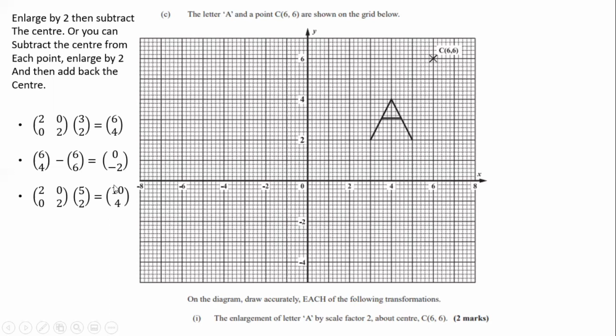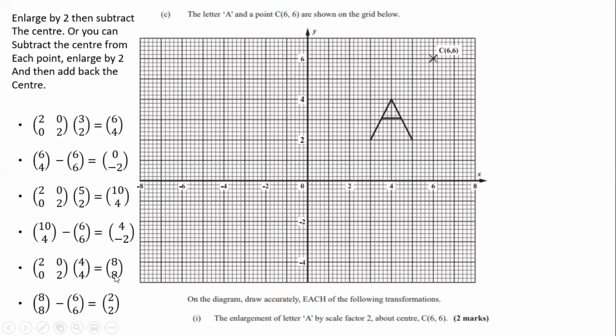It is this 10, 4 that we're now going to subtract the center from. So 10, 4, when we subtract 6, 6 from that, what we'll get is 10 minus 6 to give us 4, and 4 minus 6 to give us negative 2. And then for the other point, which is 4, 4, the apex, we multiply by 2 and we get 8, 8, and we subtract the center from that, and what we'll have is 2, 2.